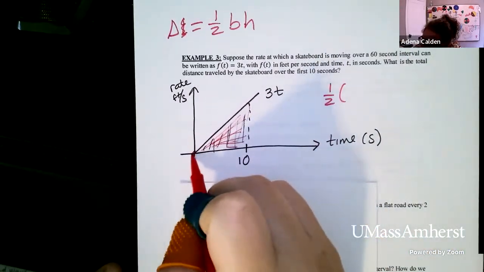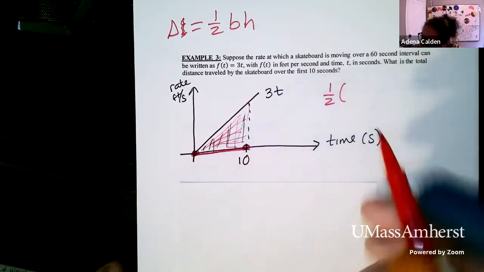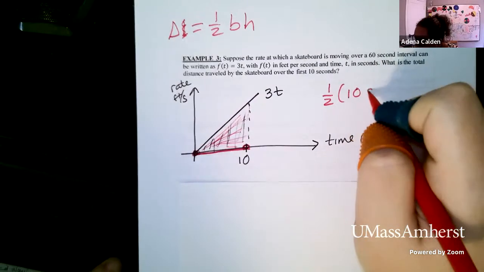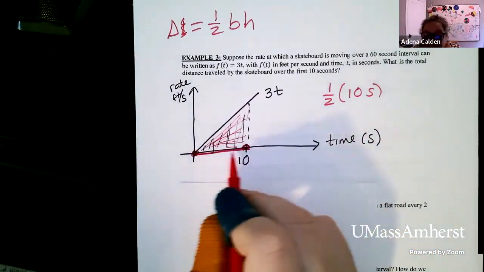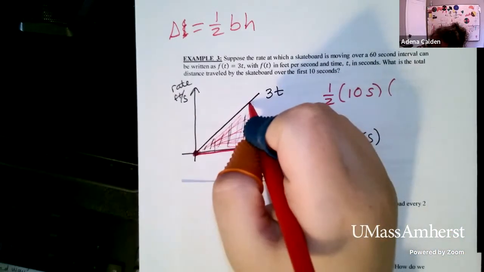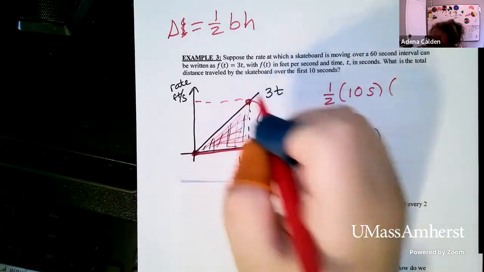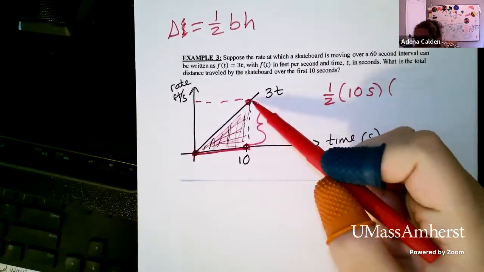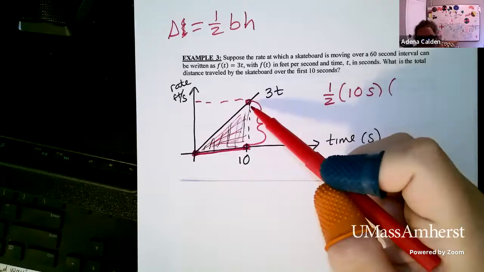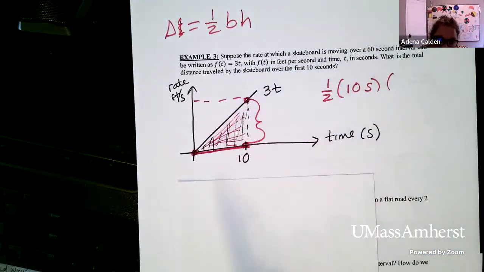Now let's look at the base here. So the base of the triangle goes from 0 to 10. So we do know the base, and that's 10 seconds. The units of this are in seconds. And now what about the height? So the height of this triangle can be found by plugging a 10 into this function. That will give us the corresponding height in feet per second.